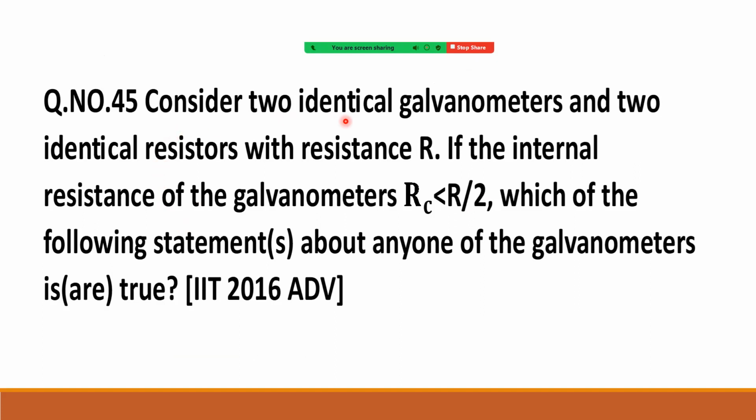Consider two identical galvanometers and two identical resistors with resistance R. If the internal resistance of the galvanometers RC is less than R by 2, which of the following statements about any one of the galvanometers is true? Okay. This question was asked in 2016 Advanced. First, the options.